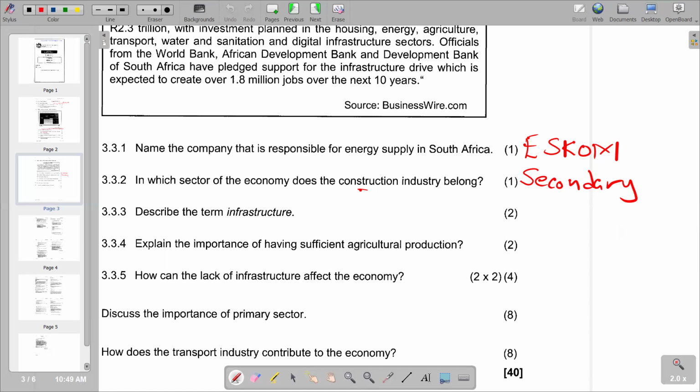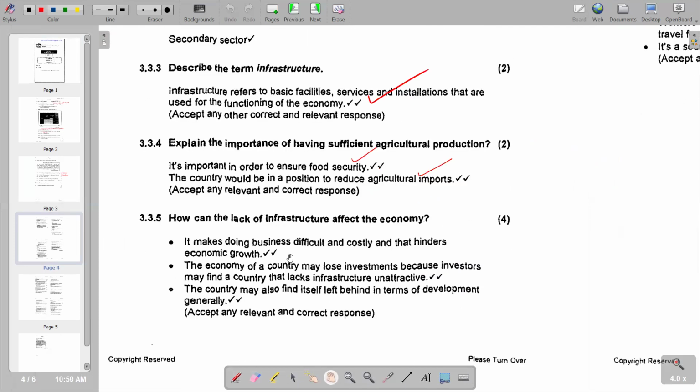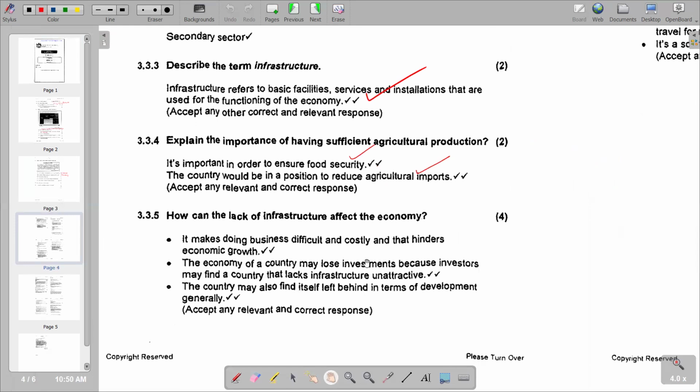So if the infrastructure is in a bad shape, not in a good position, we are going to see our economy going down. Yes, we are not going to attract any foreign direct investments. Even our local production will also be negatively affected. So let's try to see, according to our other section, what explanation we have. So these are the points that we have. First one is saying it makes doing business difficult and costly, and that hinders economic growth. So we are seeing a negative impact on economic growth from poor infrastructure.